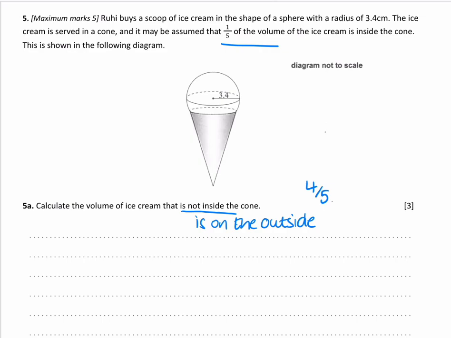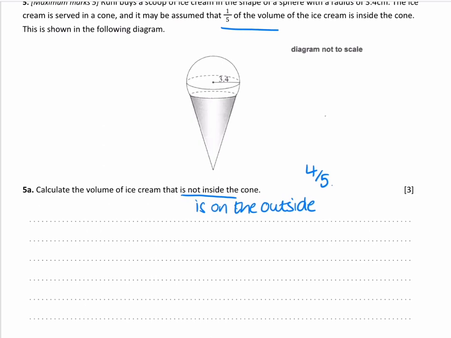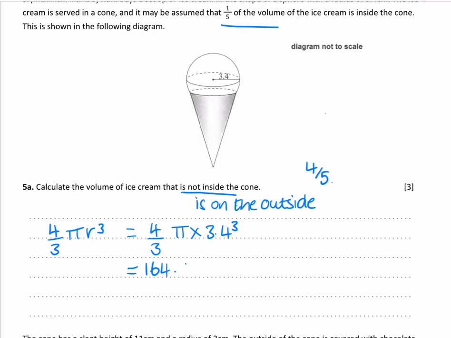So using the formula in the formula book, you know that the volume of a sphere is 4/3 pi r cubed. You're told that the radius is 3.4, so that gives us 4/3 of pi times 3.4 cubed. You can just type that into your calculator and you get the answer of 164.636, and that's centimeters cubed.